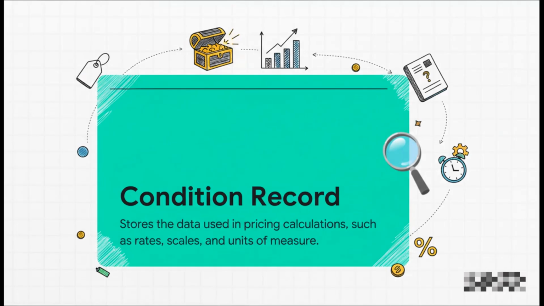First up is the condition record. This is the most basic piece of info. It's the actual data. Think of it as the clue our detective is looking for. It's a specific price or a discount tied to a bunch of criteria. Something like, product X costs $99 for customer Y in January. That simple fact, that's a condition record.